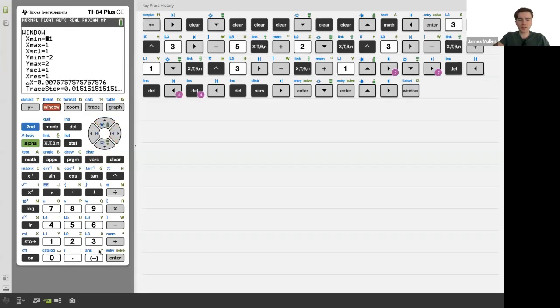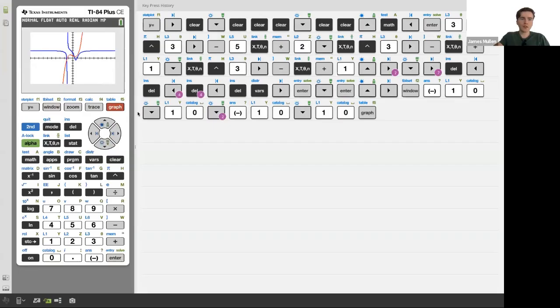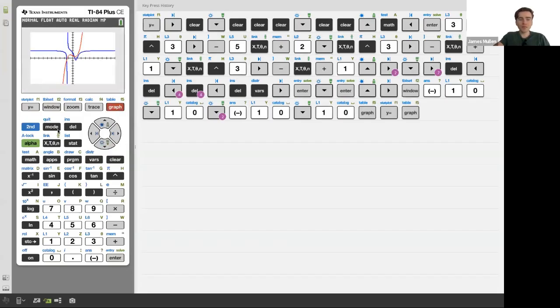I'm going to keep my standard window, from -10 to 10, -10 to 10, and graph this. Okay, so what do we see? First of all, we're looking at the blue curve, that's the one that's actually the function, and the red is just the denominator. It's going to allow us to find the exact equation of the vertical asymptote.